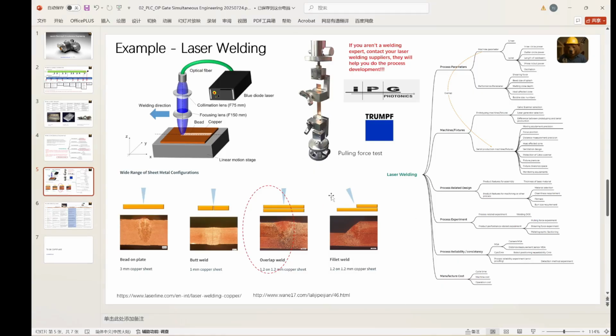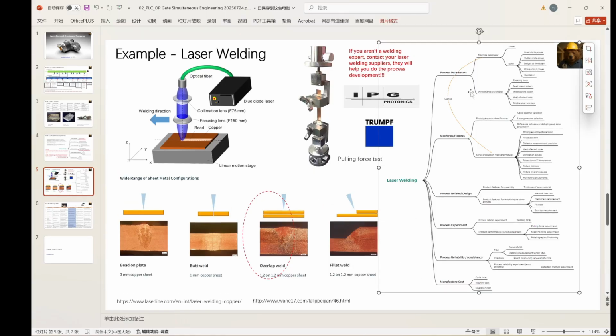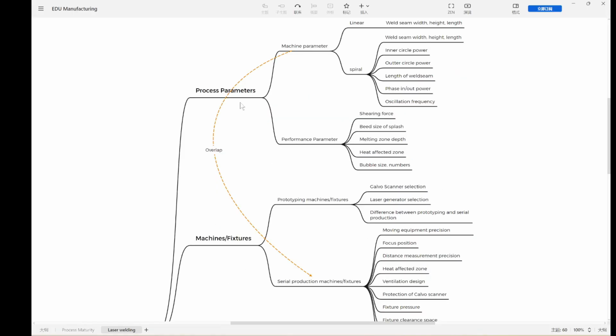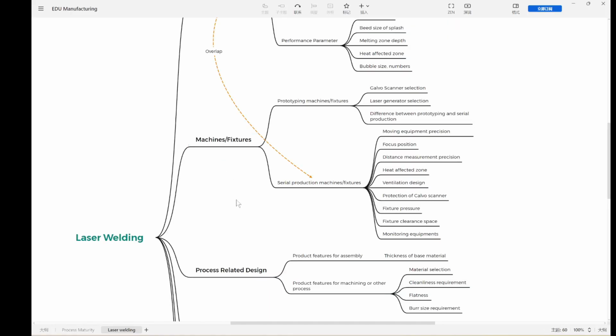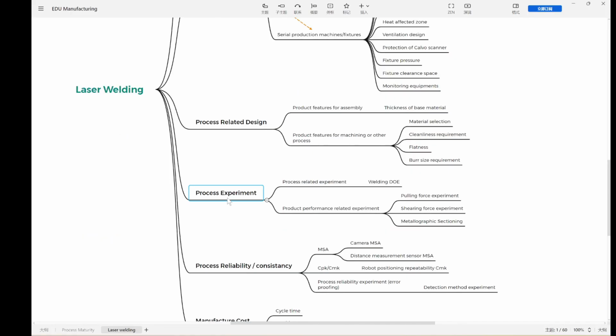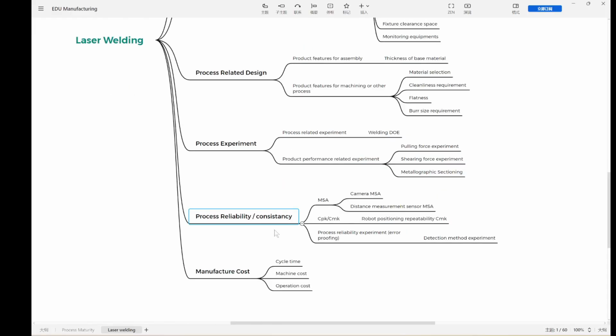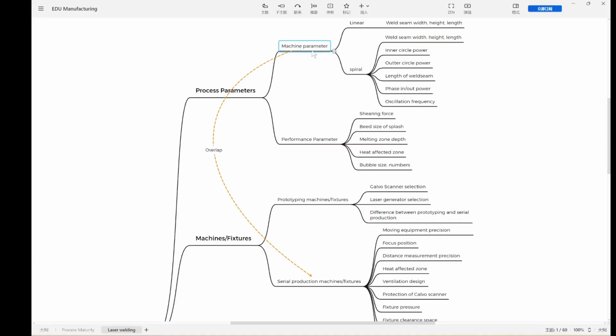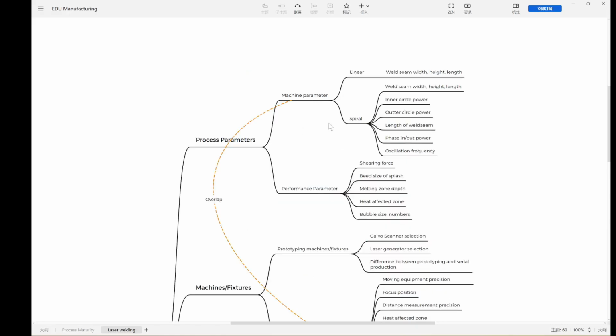Let's see the details about the laser welding. Let's look at this chart. I will show you the original file. Process parameter, machine fixtures, process-related design, process experiment, reliability, consistency, manufacturing cost. These are the big factors, and I put the machine parameter and the serial production machines fixtures, these two, together, as there is some overlapping information. Okay, I will go through them one by one.